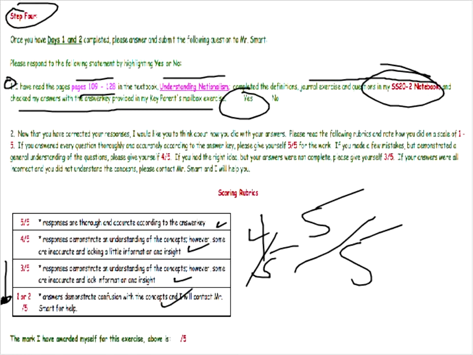Sorry about the interruption. So anyway, this was the work that you needed to send me for days 1 and 2. Your response to this question.